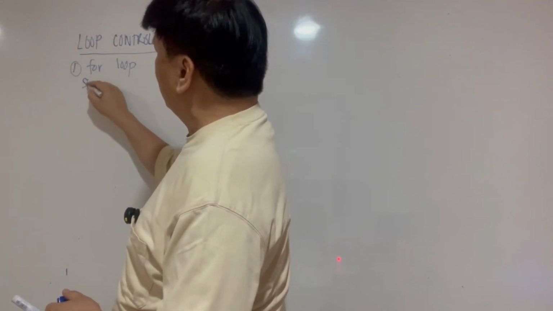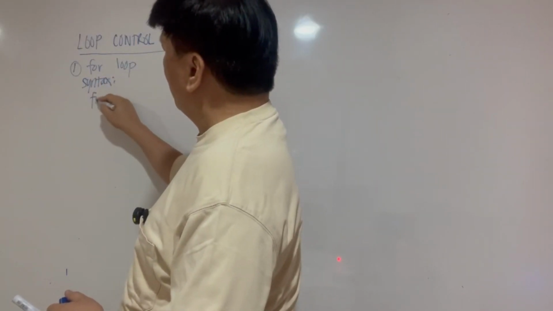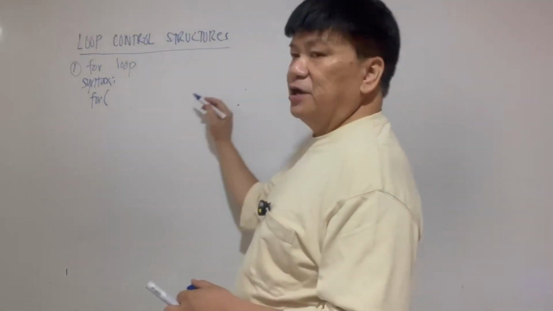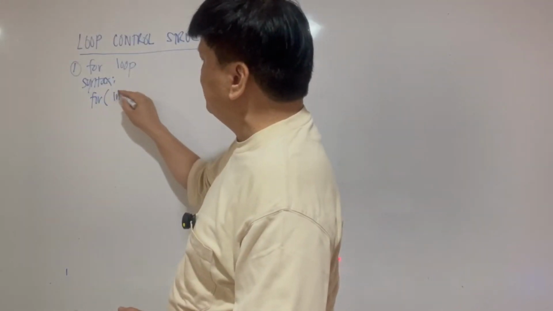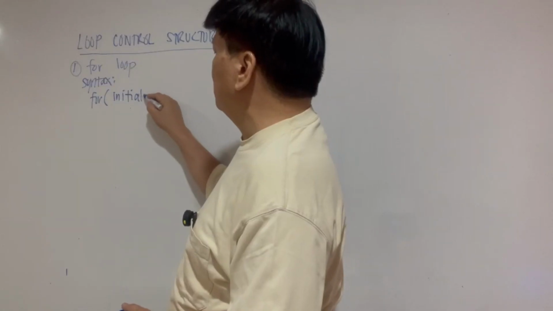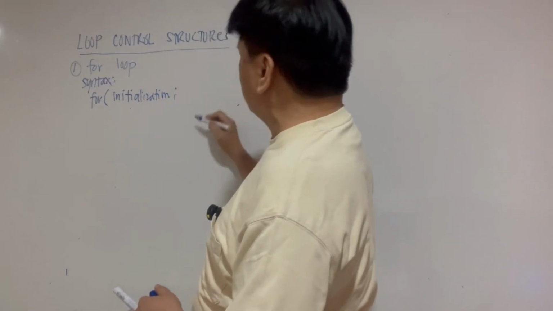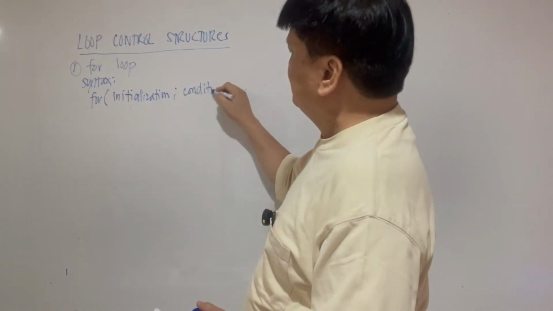For loop syntax. So you have the for, then the condition. Inside the condition are the following. You have the initialization, initializing the variable to either 0 or 1. Then there is a semicolon. Then next is the condition.